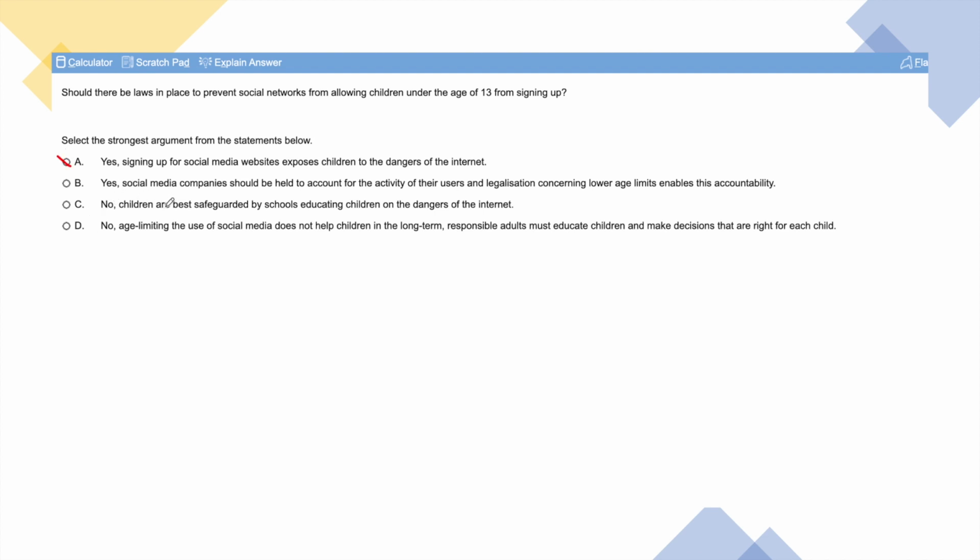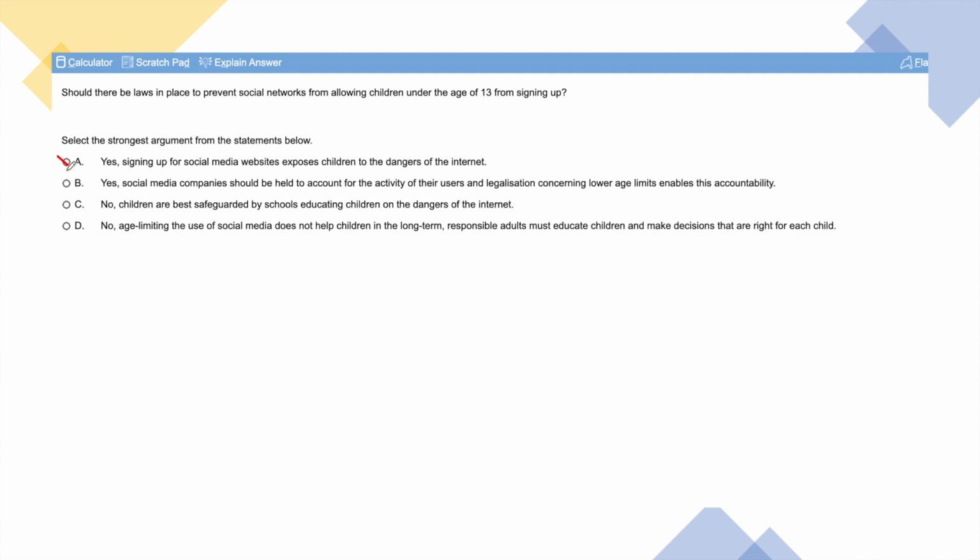B, yes, social media companies should be held to account for the activity of their users, and legalization concerning lower age limits enables this accountability. Now, that is better because it brings the argument forward, but the argument is social media companies should be held to account for the activity of their users. And is that necessarily true? So should social media companies be the ones who are controlling who's using their websites? That's probably not true. That's not up to them to decide.